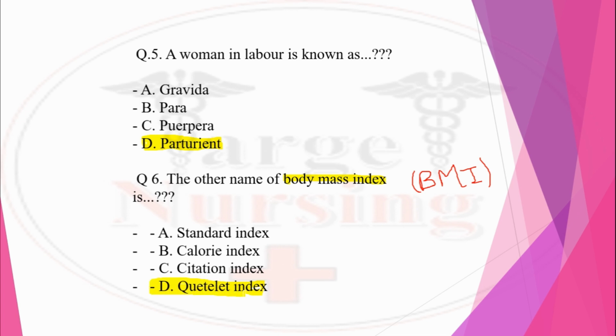The other name of body mass index is Quetelet index. Nothing to understand in this question. Just you have to know what is the other name of body mass index and what is body mass index. And the unit of body mass index is kg per meter square, because we are taking the weight and the height in meter of the person. So the unit of the body mass index is kg per meter square.